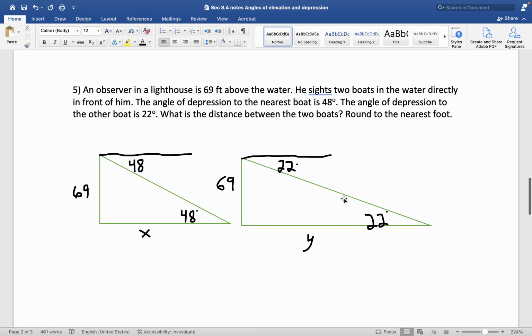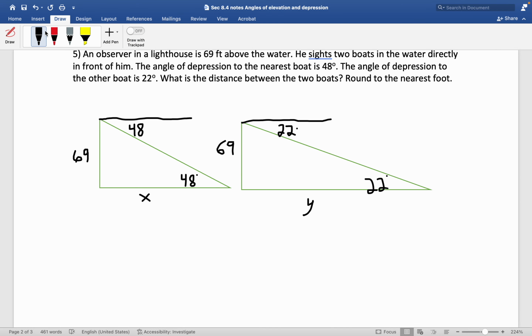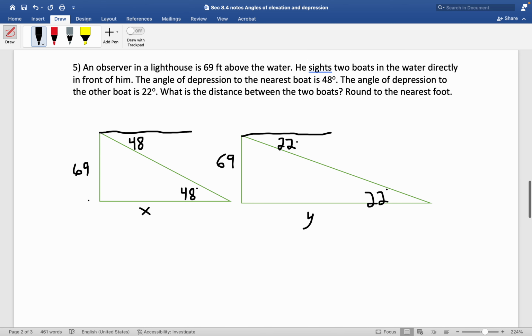The last problem here is a little bit more complicated, so please stick with me and try to follow the logic here. In number 5, we have an observer in a lighthouse that is 69 feet above the water. He sights 2 different boats in the water in front of him. The angle of depression to the nearest boat is 48 degrees and to the other boat is 22 degrees. We are meant to find the distance between the 2 boats. So what I've done is set up 2 separate triangles where I'm going to find the distance to the first boat and the distance to the second boat.